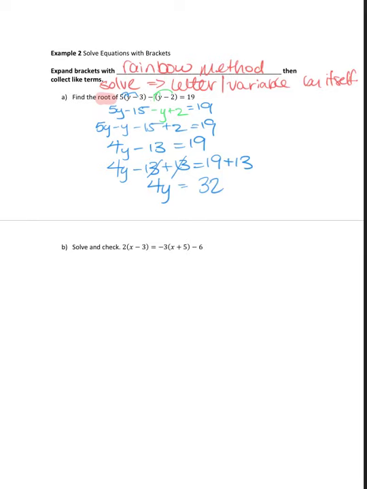And now I ask myself, what's happening between this 4 and this y? Well, that's multiplication. What's the opposite of multiplication? Division. So I'm going to divide by whatever's in front of that y, which is 4. And if I divide the left-hand side by 4, I have to divide the right-hand side by 4. My 4's cancel because 4 divided by 4 is 1. That leaves me with y. And 32 divided by 4, that's 8.